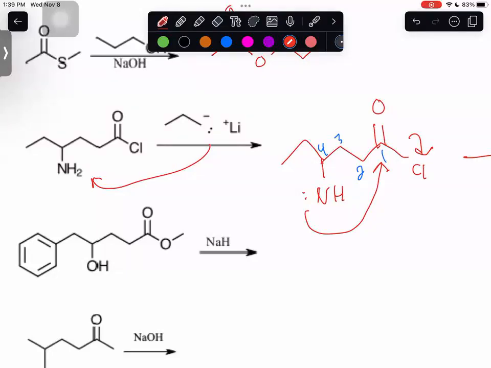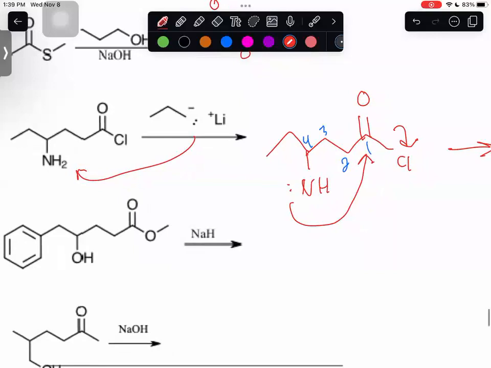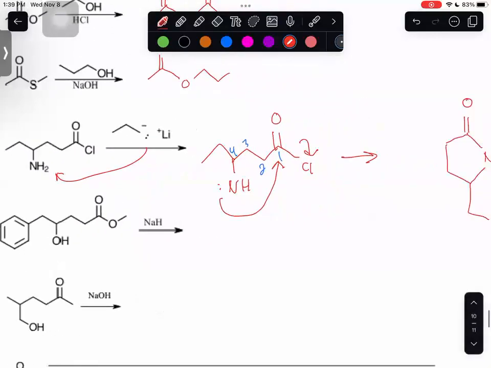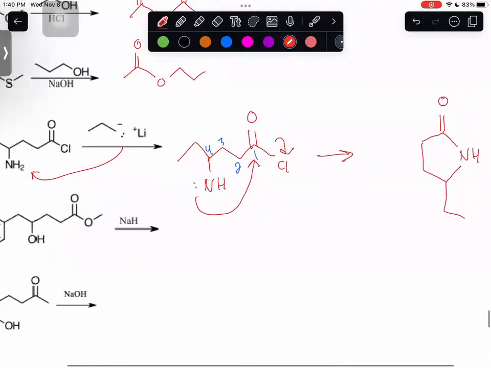Same process as the other reactions that you did. We attack the partial positive on that carbon, kick up the electrons towards the oxygen. That's my intermediate. I have an sp3 carbon, but we know that we have to reform the double bond and kick out the leaving group that we don't want, the chlorine. So once we kick it out, that's how you form your cyclic product.